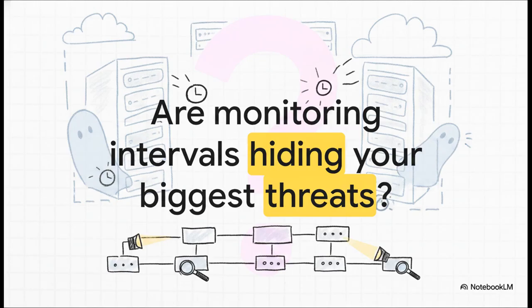Which brings us to a final, pretty crucial question. Are your current monitoring intervals hiding your biggest performance threats? Honestly, if you're relying solely on 60-second aggregates, the answer is very likely yes. It is definitely time to rethink your observability strategy and deploy some high-resolution forensics to catch those ghosts in your cluster.